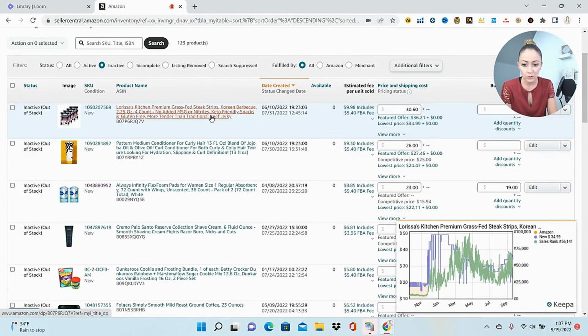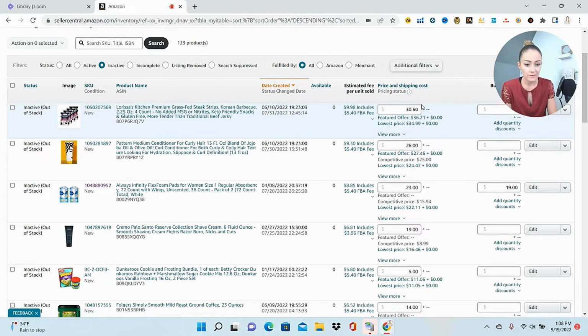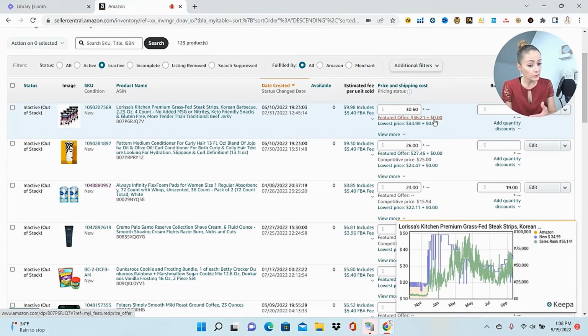I was selling some Korean barbecue beef jerky here. My price was $30.50. And I can see that the buy box has actually increased. So looking at the data, this looks like a product that I should probably jump back onto.